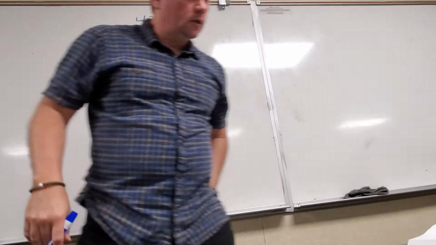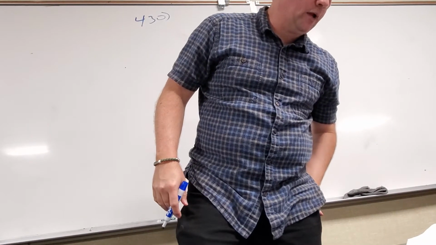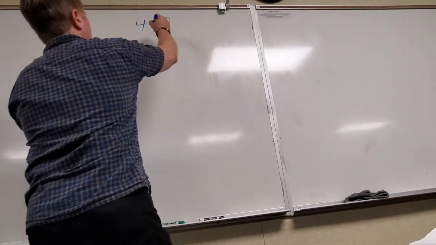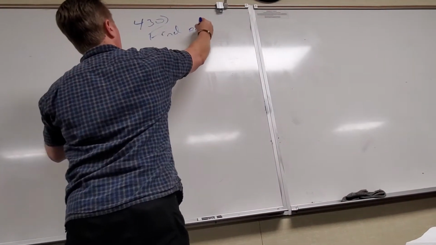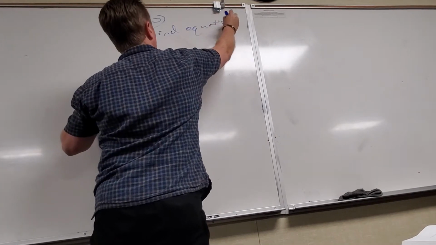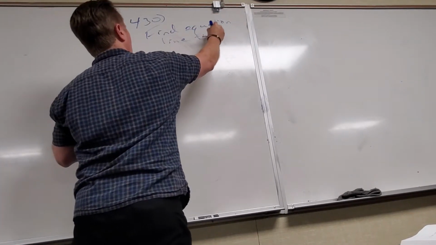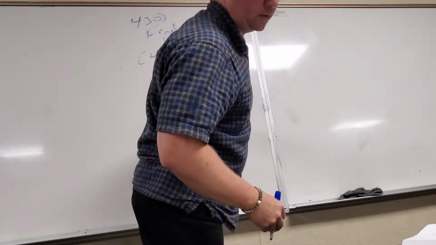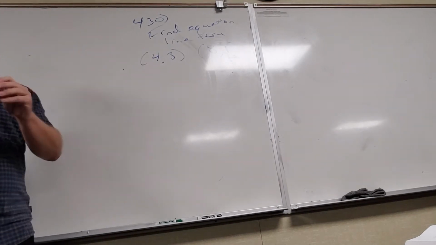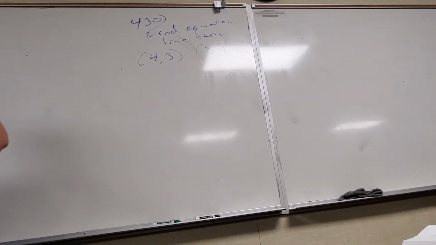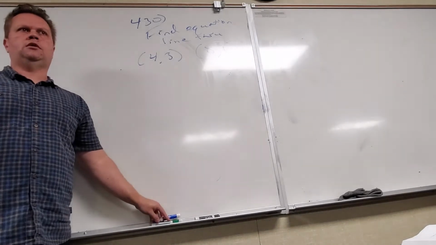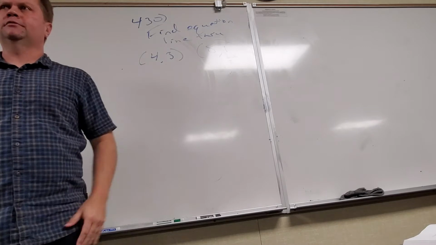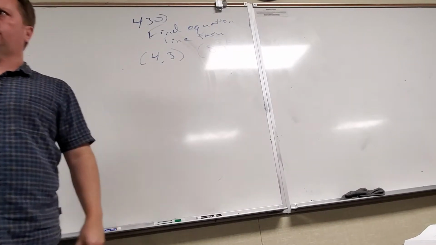You're working. 430 says, find the equation of the line that goes through those 2 points. So we did a problem like this yesterday. What are the 2 things you need anytime you get a problem that says find the equation of the line? What 2 things do you need for the equation of a line?